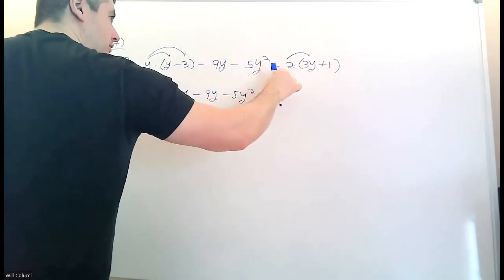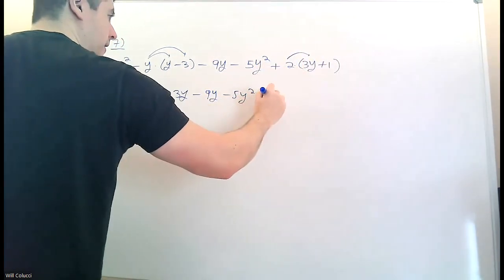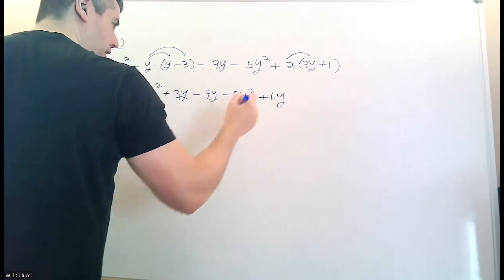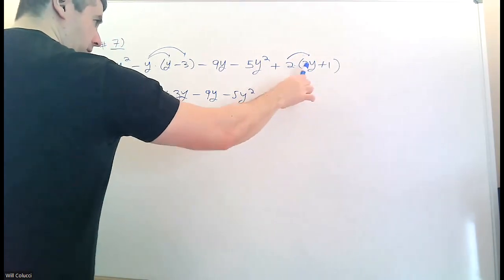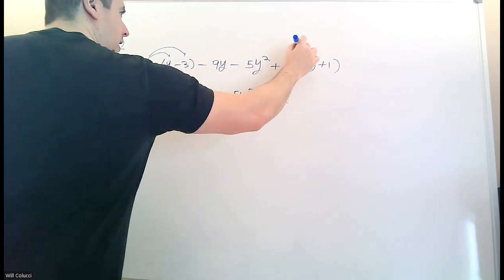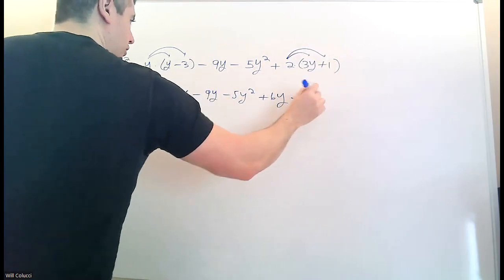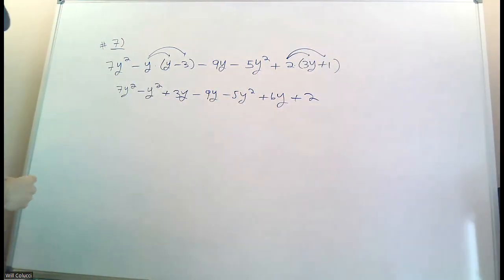Here, you're going to multiply a +2 times +3. That's +6. The y goes along for the ride. You had 3 y's, I doubled it, now you have 6 y's. And then you're going to do 2 times 1 is 2. Now, again, a lot to keep track of.